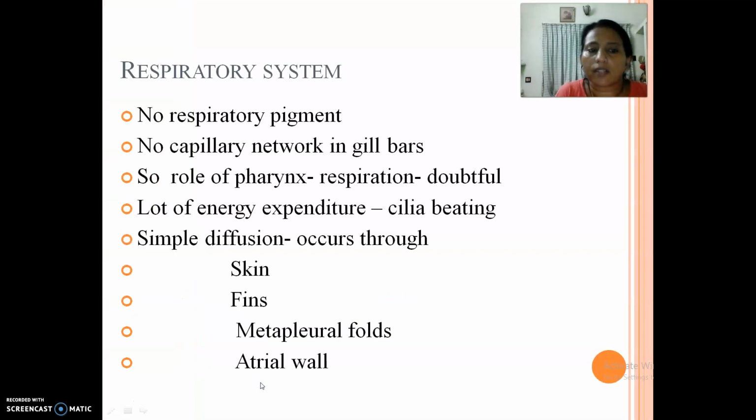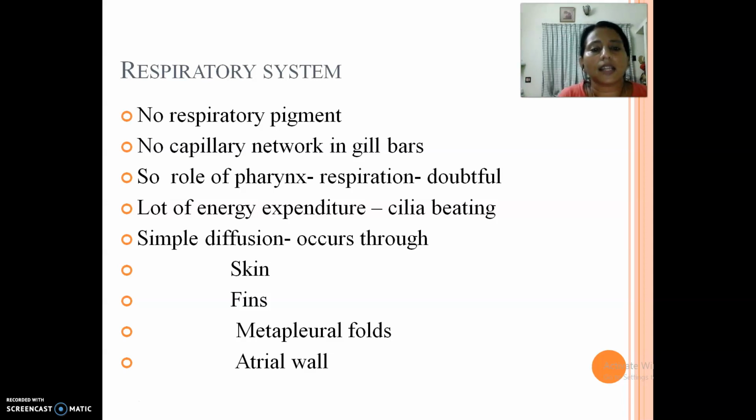Coming to the respiratory system of amphioxus, no respiratory pigment is present, and so the transport of oxygen and carbon dioxide is not as easy as in the case of other vertebrates. Respiratory pigments are conjugated proteins which make the transport of oxygen easier than without them. Such a pigment is hemoglobin. Such respiratory pigments are absolutely absent in amphioxus.